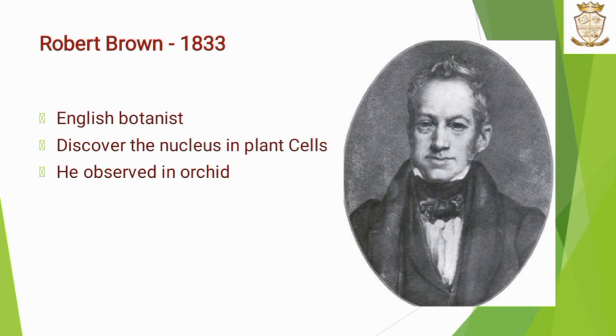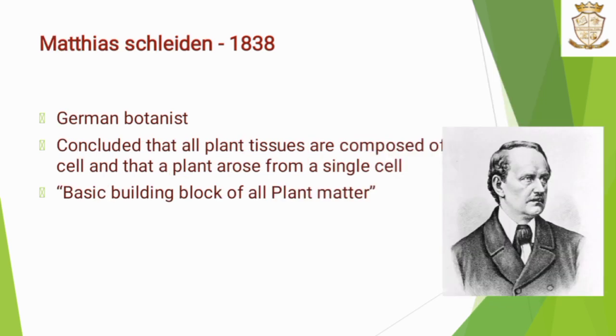The next one is Robert Brown in 1833. He is an English botanist who discovered the nucleus in plant cells, and he took the orchid plant for the discovery. The next one is Matthias Schleiden in 1838. He is a German botanist. He concluded that all plant tissues are composed of cells and that a plant arose from a single cell. And also he declared that the cell is the basic building block of all plant matter.